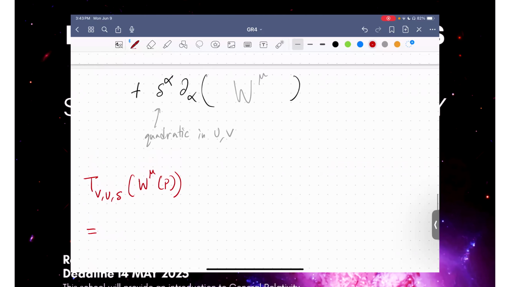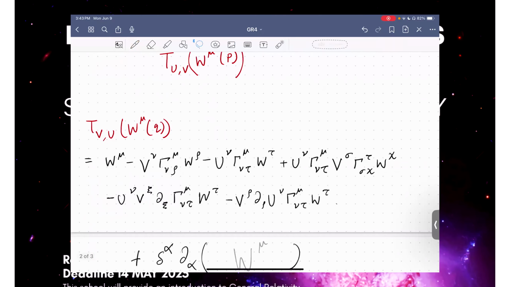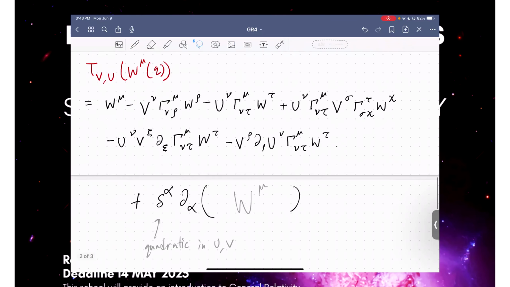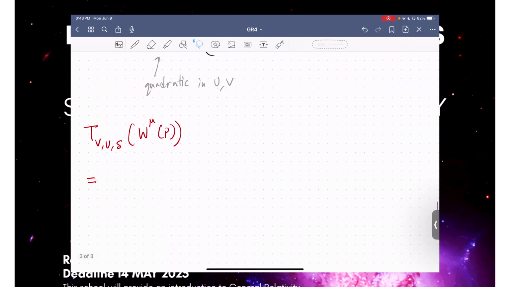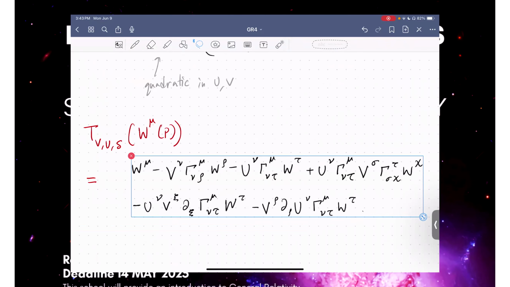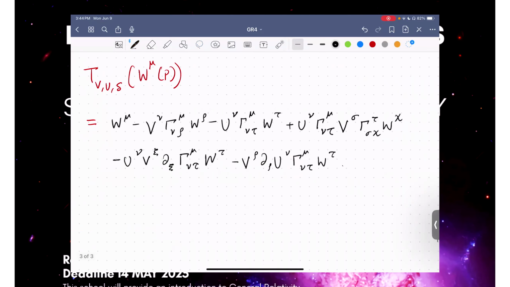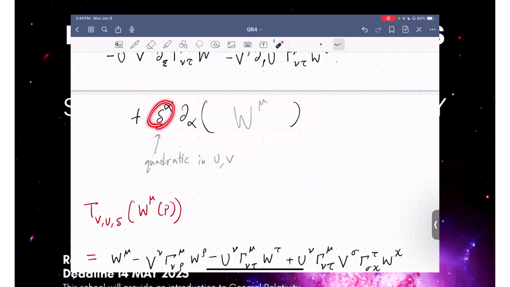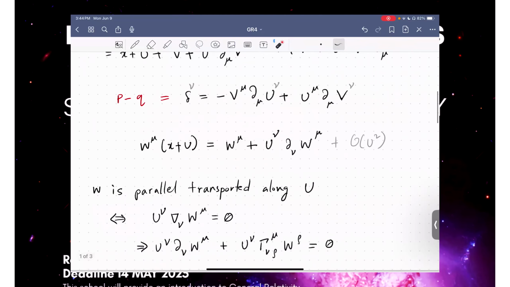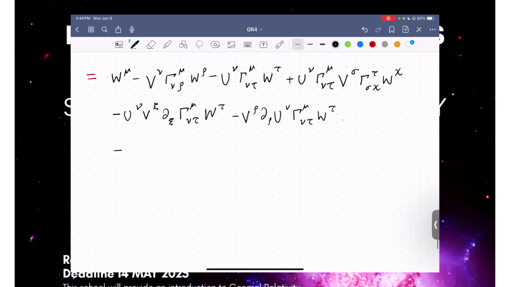So what is this expression? This is nothing but this, and then just add this, where we substitute for delta this expression that we have. This is easy enough.